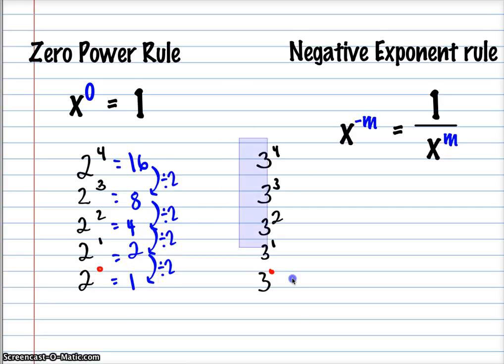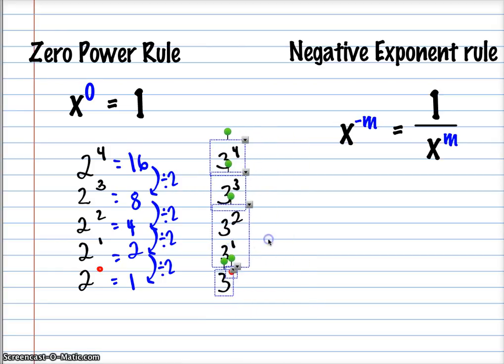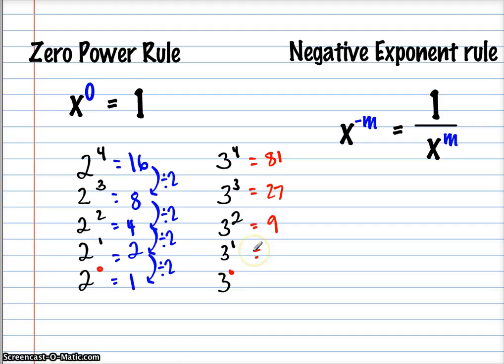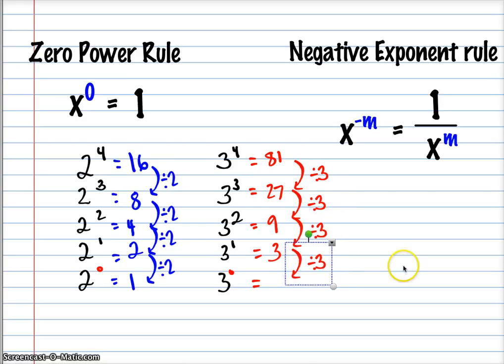Now, does that hold true for all exponents and all bases? Let's try this one. 3 to the 4th: 3 times 3 is 9, times 3 times 3 is 9 again, that's 81. So this is 81. This one is 27. This one is 9. 3 to the 1 power is 3. And we're looking for this one. Again, this one is divide by 3. We can repeat this divide by 3 for my pattern, so identify the one with one exponent less. So 3 divided by 3 equals 1.